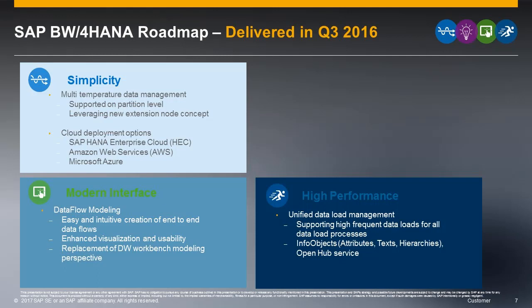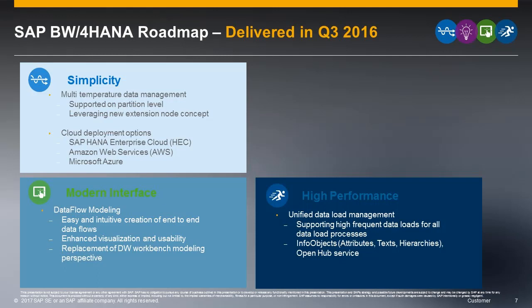From a performance perspective, unified data load management, so much of the use of requests has been replaced by this transactional sequence number, which has provided a significant performance boost on the data loads, and this has affected not only the data loads, but also info object and Open Hub service.